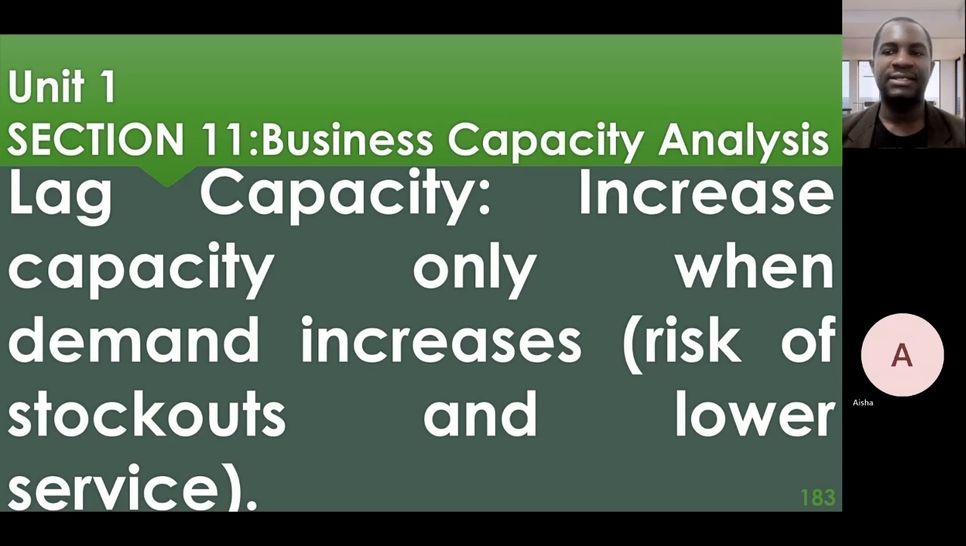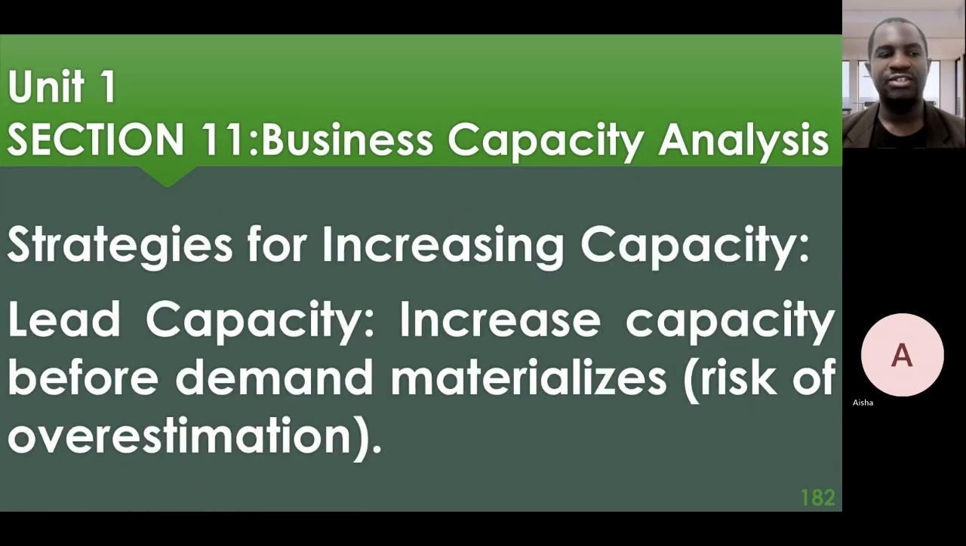And secondly is the lag capacity. You increase capacity only when demand increases, and you are risking stockouts and lower service. And that's the lag capacity. This happens when the demand has happened and you cannot meet it. You lose the market, you lose the client due to client dissatisfaction, you lose also the money, and you may be out of the market because somebody else can come as a competitor to do those things you are not doing, and it may be a problem in the long run. So the lead and lag capacity are strategies to increase your capacity. The lead is where you are being proactive, while the lag speaks to being reactive. So please take note of the lead and lag capacity.